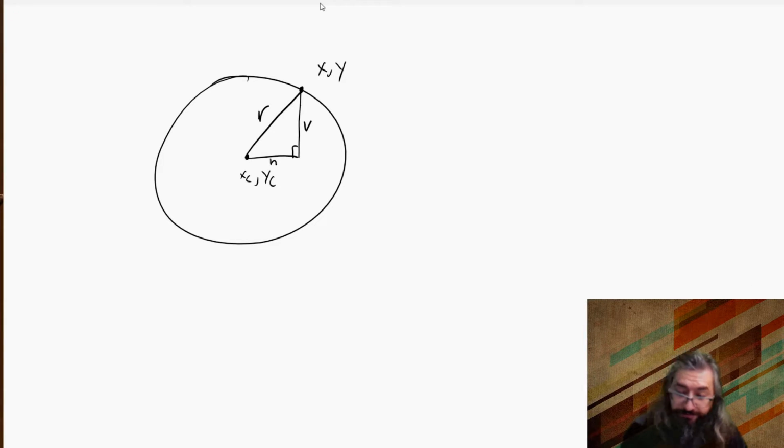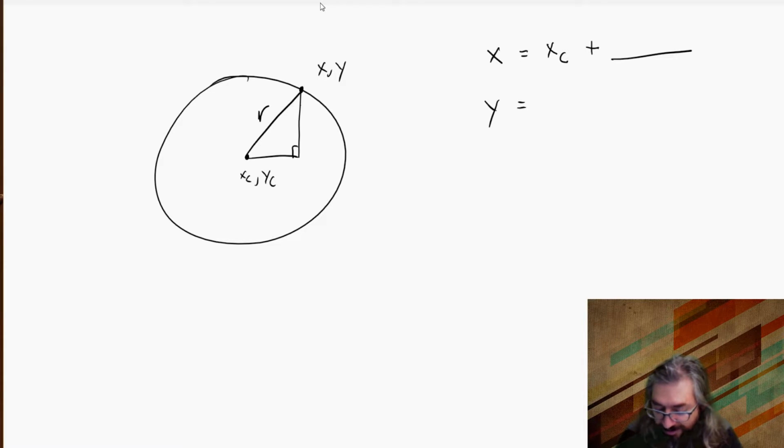So V is the vertical distance from our y center, and H is the horizontal distance from the x center. I'm going to erase these V and H because I'm going to call them something different in a second. But the idea is if we could figure out those distances, then we'd be in great shape. So that means that x is going to be wherever we start at the center plus something that we have to figure out, and y is going to be whatever's at the center plus something that we have to figure out.